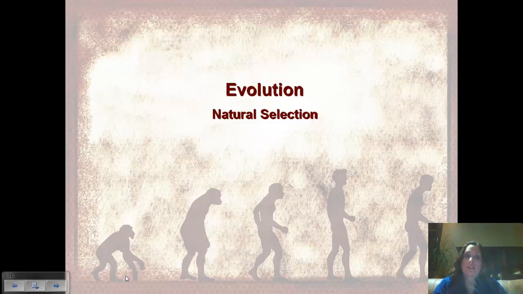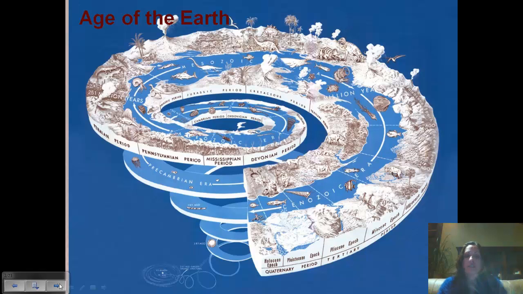Okay, this lecture is on evolution by natural selection, Darwin's theory of how organisms change over time. So we start with the age of the Earth. We think the Earth has been around about 4.6 billion years. And if we look at the Earth's time here in this spiral, there was a long period of time before there were any living things on Earth.